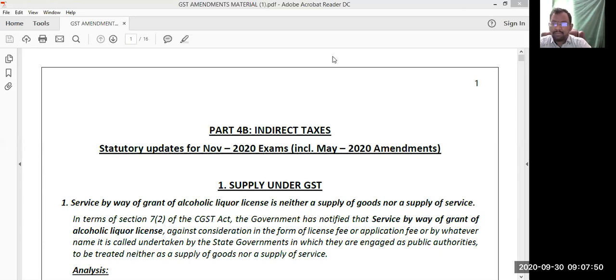This is the material which I've given in our Telegram group. Part B, 4B, indirect taxes, statutory updates for November 2020 exams. For the convenience of the students, in this material I've also included the May 2020 amendments, as we didn't have any exam attempt in May 2020. For November 2020, we can expect the amendments from November as well as those applicable for May. So in a single material you get the amendments of both. Clear?